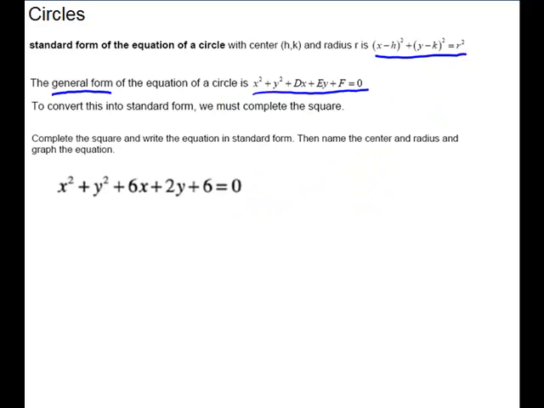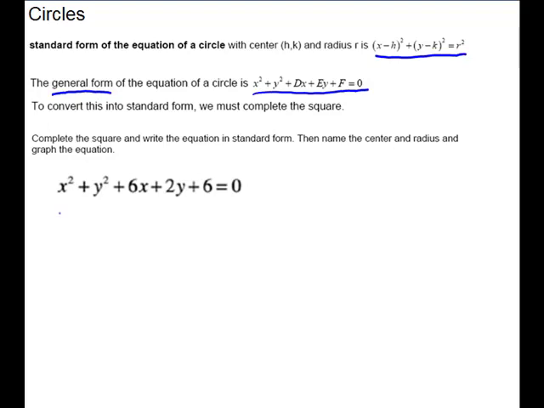For our next problems, we're going to be given the general form of the equation of the circle, which has everything on one side, 0 on the other side. We're going to convert this to standard form, and to do that we will actually complete the square twice. Once we have it, we will have standard form and we can read off our information that we need and draw the graph.